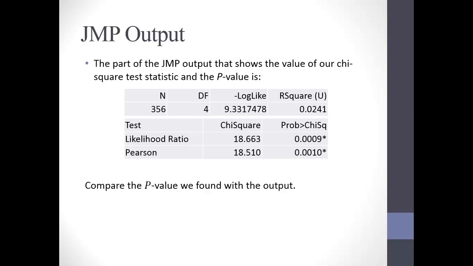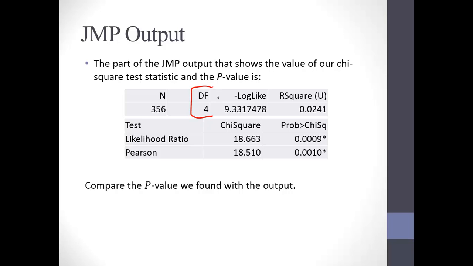So this is what JMP will spit out as far as the output goes. And I'll show you this again at the end. This is the kind of thing that you would expect to see on the final exam. So instead of having to calculate the whole test statistic and find the p-value, you'll be given output and asked, can you tell me what the test statistic is and what the p-value is. So there's a lot of information given to you here, a lot of things that you don't need.